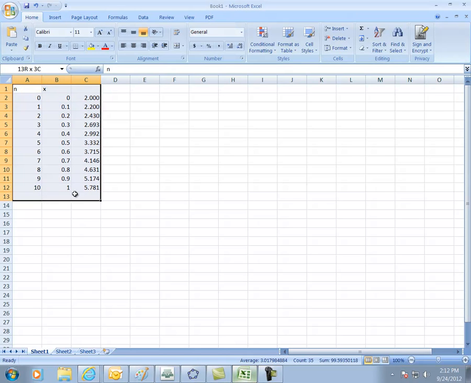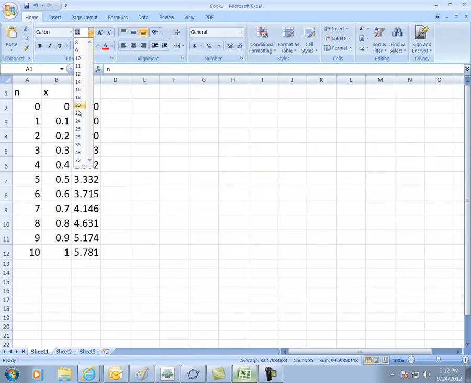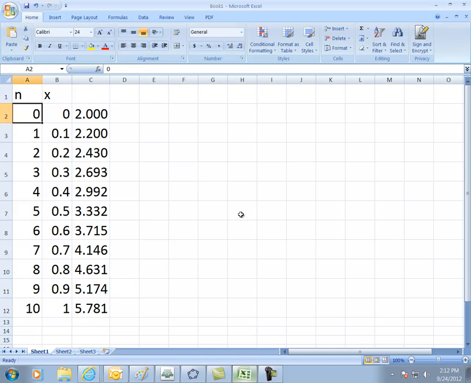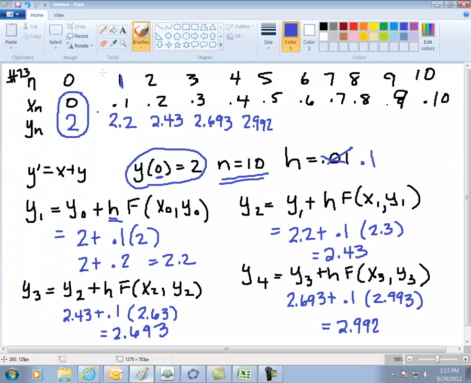My spreadsheet automatically filled in the values for me. I'm just going to make that a little bigger so you can read them. Here are my n's that we talked about going 0 to 10. And then here are my x's going 0 to 1. And for the first one, that was a given of 2, but let's look at my formula. My formula says to take C2, or my last answer. Looking back over here, that's just what your answer was before. Notice that step 1, we took the answer before. Step 2, we took the answer before.